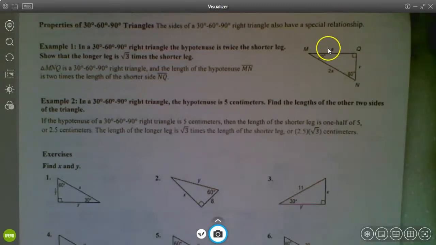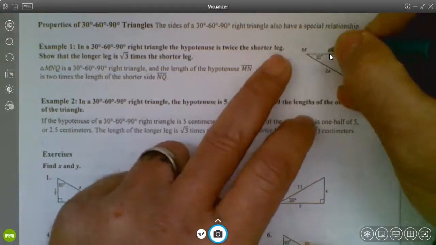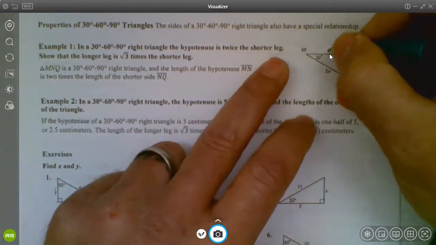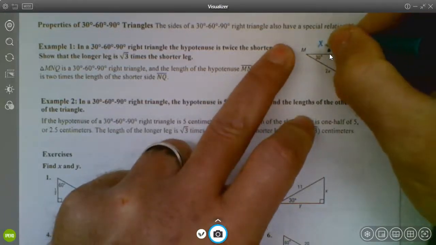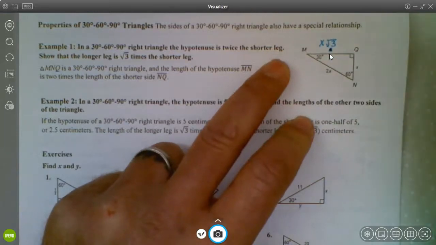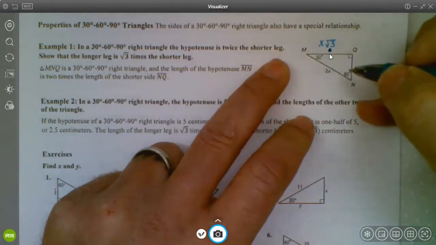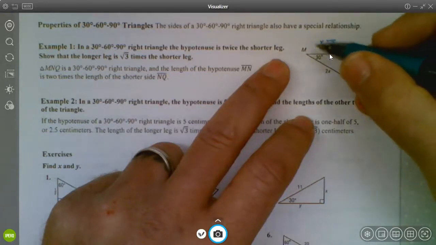All right, here's the other piece of this. How do we get the long leg? How do we go from short leg to long leg? The simple rule is you take the short leg. I don't know why they put an A here. But we're going to take the short leg and multiply it by the square root of 3. So whatever this number is, if I multiply it by the square root of 3, I get the long leg.